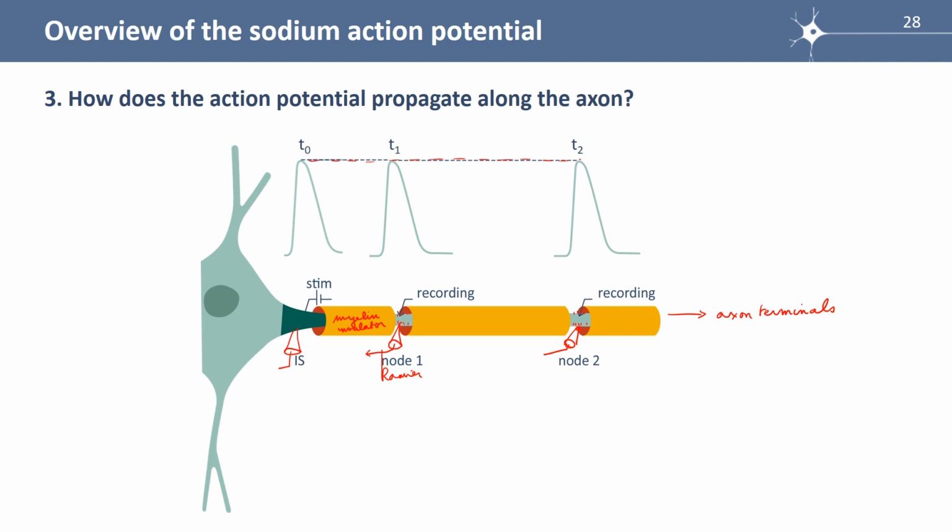This myelin sheath is around 0.2 to 2 millimeters long. And if we have a propagation of 20 meters per second, it means that the time between the two nodes is around 100 microseconds. How does it exactly work? We will see that on the next slide.